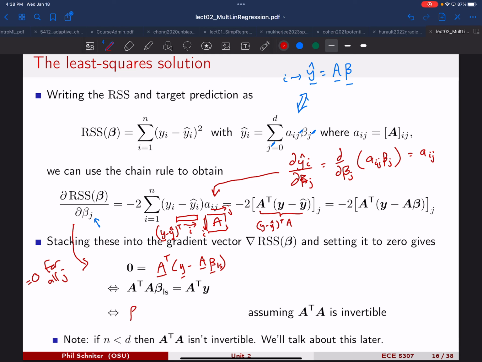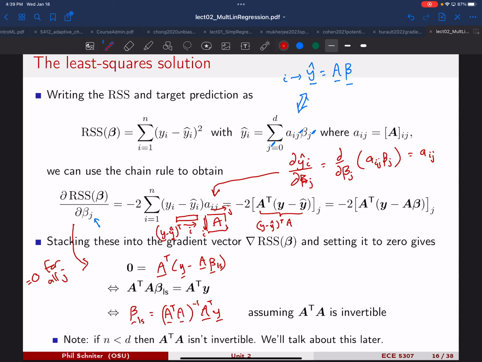Does anybody see? Beta least squares equals, yes. Whenever we get this in linear algebra, this is basically what we call solving a linear system. This is a matrix. This is our vector of unknowns. This is a known vector. So we can just multiply both sides on the left by the inverse of this matrix, assuming it exists. And that will kill this, leaving beta ls. And on the right, we will have (A transpose A) inverse times A transpose y.